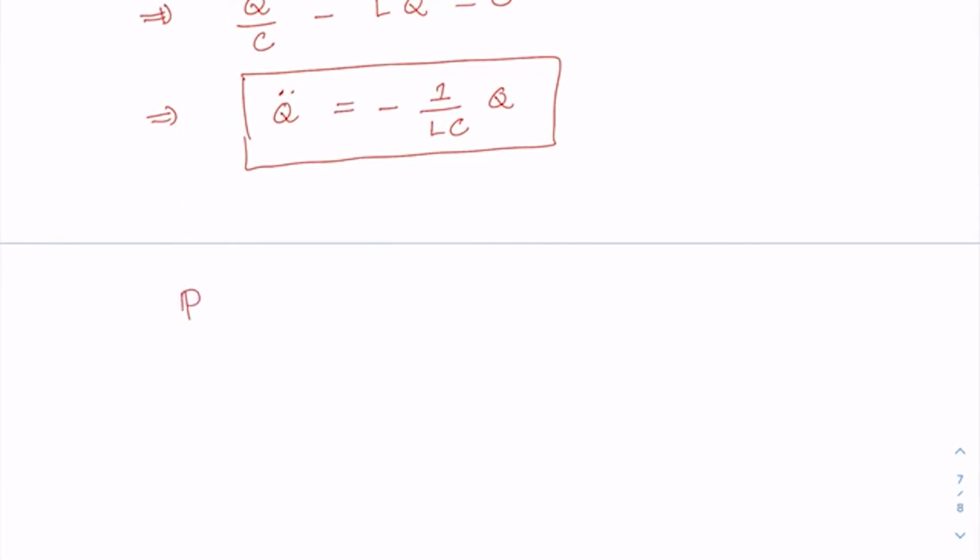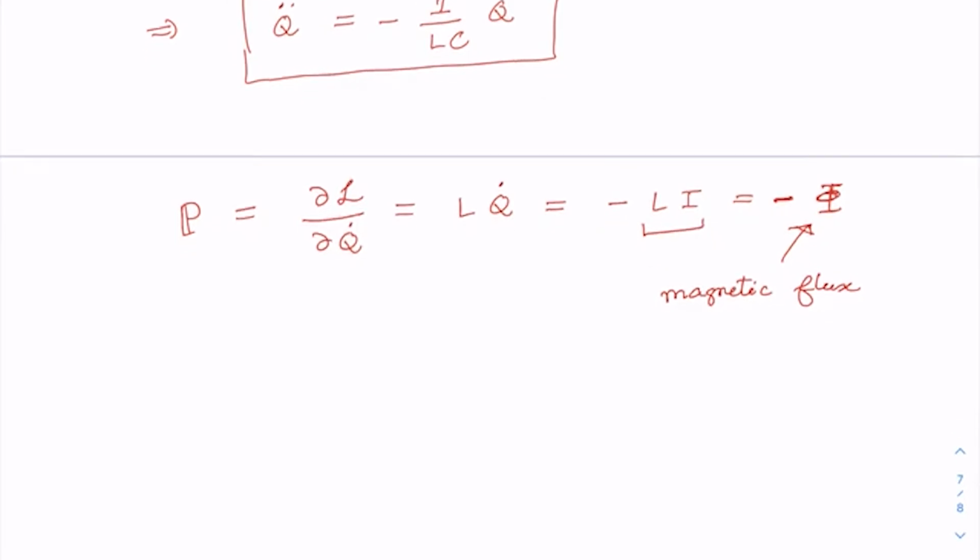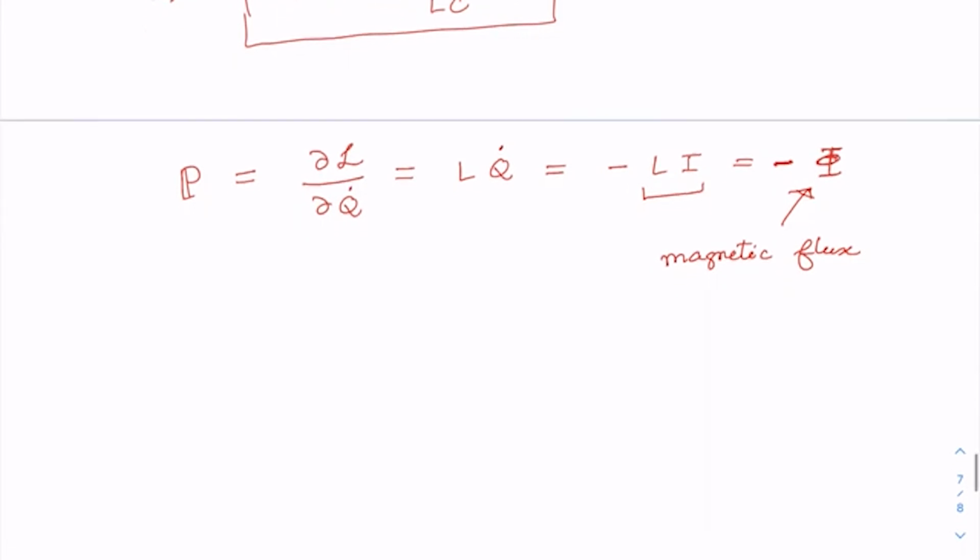Now as regards the canonically conjugate momentum, P is equal to del L del Q dot, and that turns out to be simply L Q dot, and in terms of current I can write it as L i. You may recognize that L i is nothing but the magnetic flux in the circuit, which I can represent by the symbol phi. So when I take charge as my generalized coordinate, the conjugate momentum is the magnetic flux in the circuit.